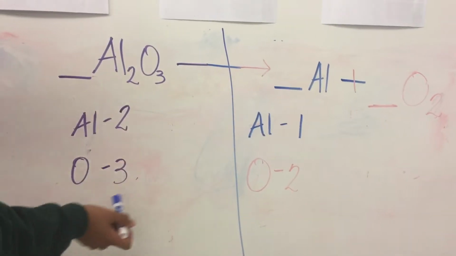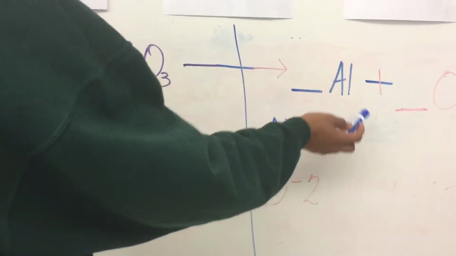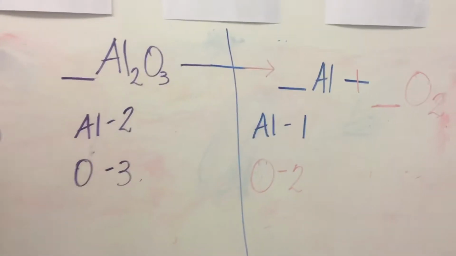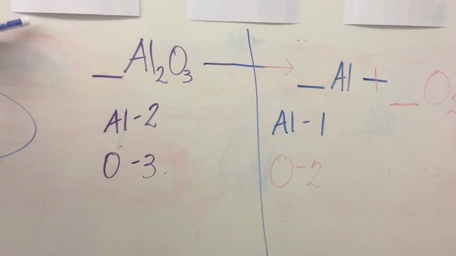So next to each individual element, I wrote their respective subscript. So for aluminum, I wrote 2. Oxygen, I wrote 3. Aluminum, I wrote 1 because there's an imaginary 1 here. And for oxygen, I wrote 2.